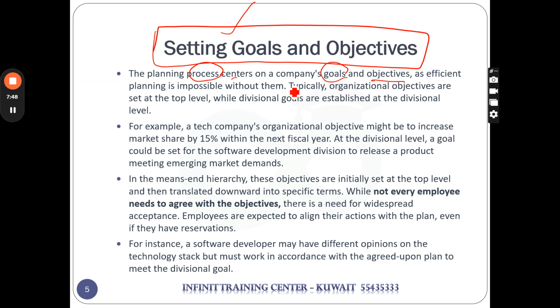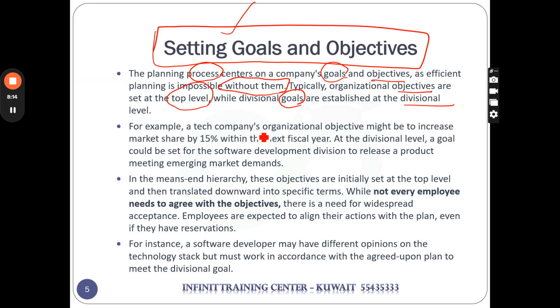Because efficient planning is not possible if you don't know where you are going. So you should have an objective in front of you. Normally these objectives, the company objectives, are set by the top level management, but goals are established normally at the divisional level.